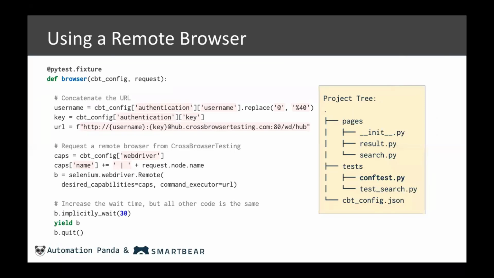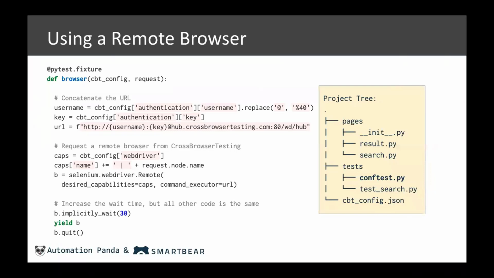To call out to cross-browser testing, first we'll need to concatenate the URL for the request. You can see it in the first section here. I'm getting my username and my key from my config data. And if you look at the username, just make sure you replace the @ with the encoding, or else bad things might happen with URL formats. And the URL is calling out to hub.crossbrowsertesting.com with our credentials.